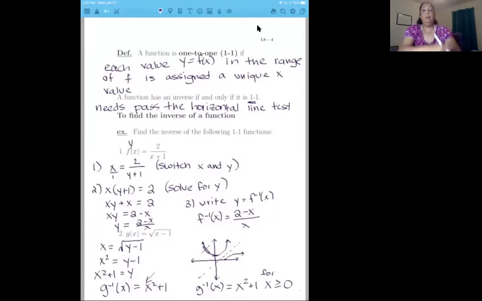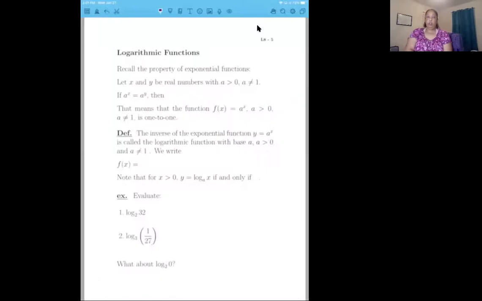Okay, so now logarithmic functions. All right, so we have been talking about inverse functions because the whole time we have been thinking more about how do I solve for an exponential function? Well, the logarithmic function is the inverse of an exponential function.